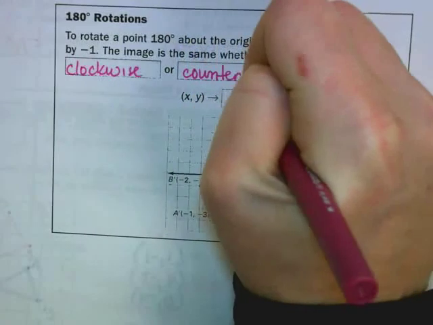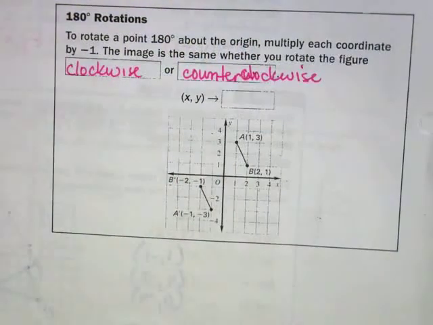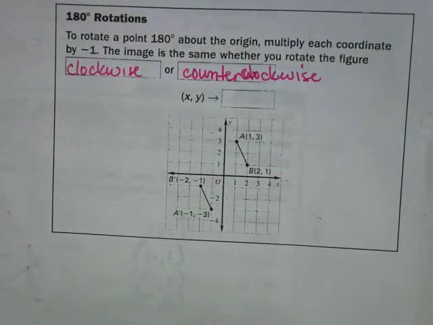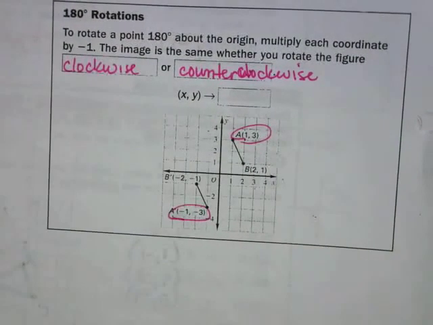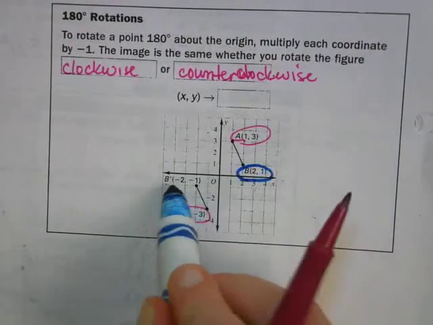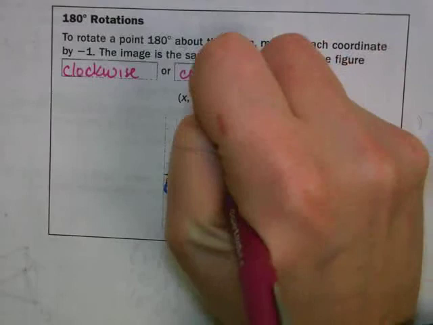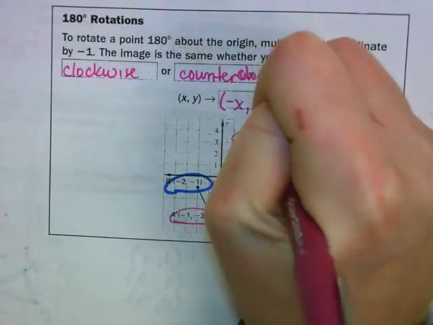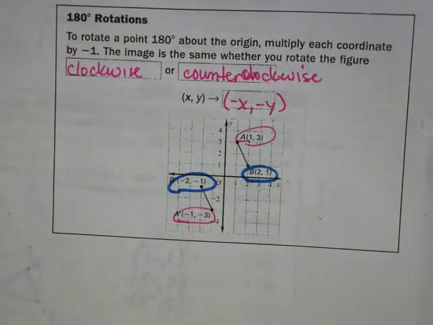Clockwise or counterclockwise. Let's look closely at what happens to A and B. So A is at 1, 3, and it becomes negative 1, negative 3. Pretty easy, right? 2, 1 becomes negative 2, negative 1. So what happens? (x, y) changes to (negative x, negative y). They just flip their sign, and then you go about your merry little way for graphing them out. So we will look at example 3.